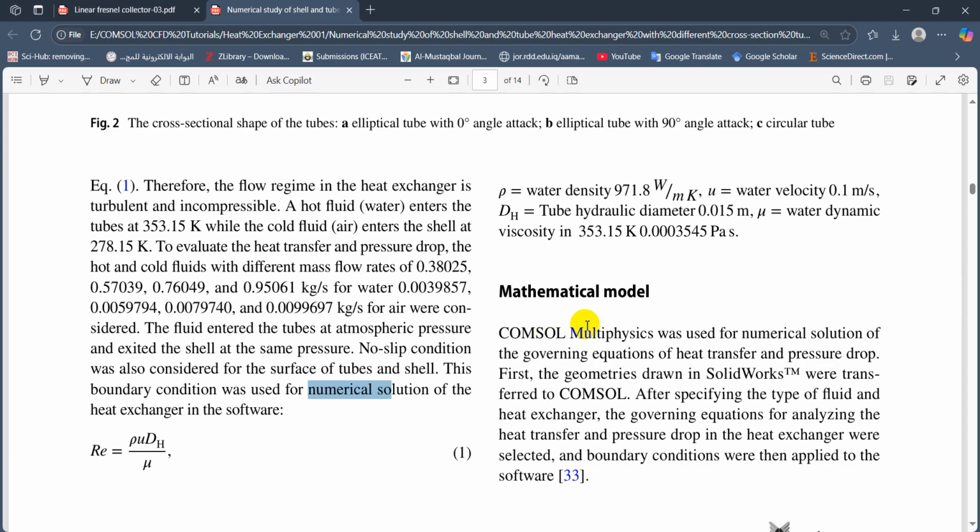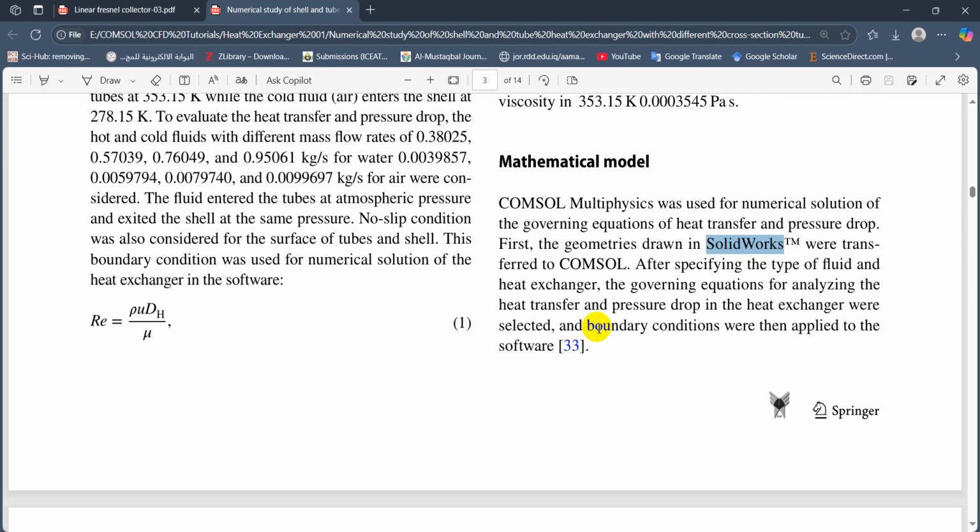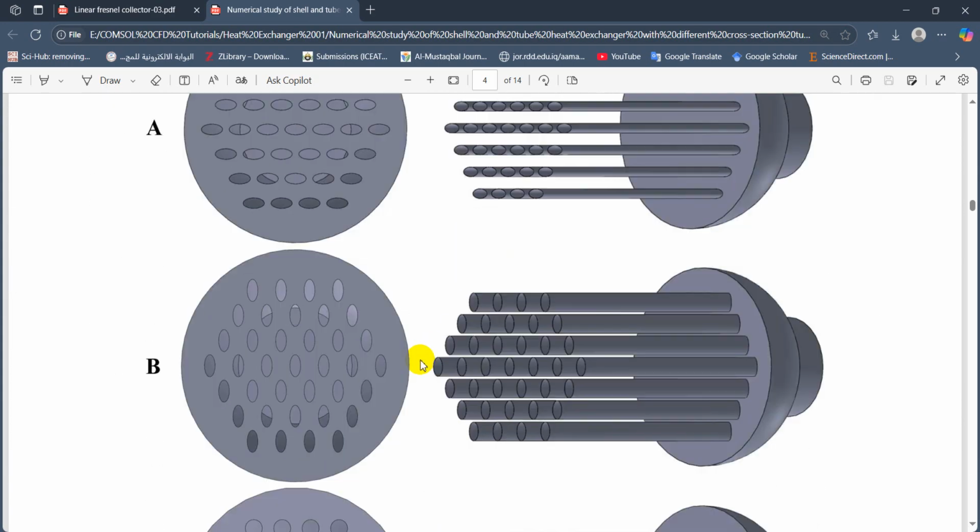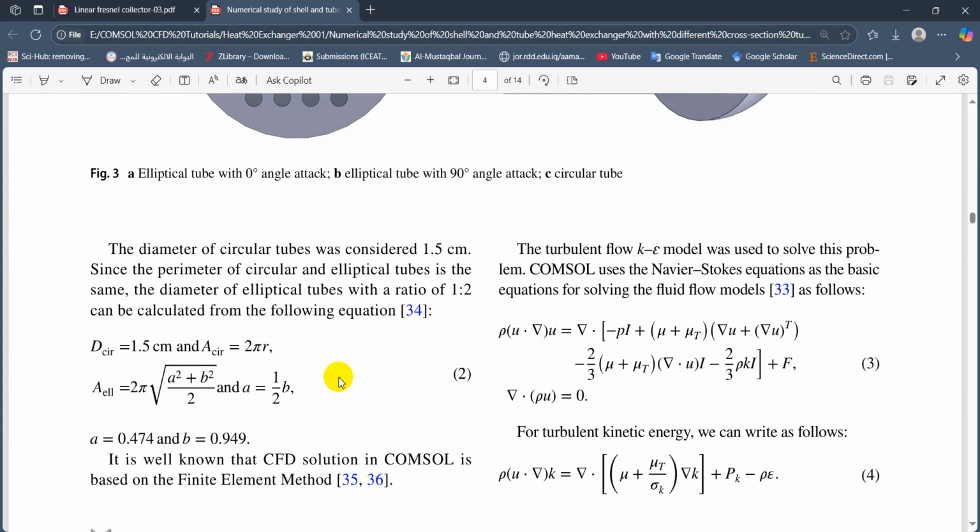They use COMSOL Multiphysics, which is a powerful tool for heat transfer problems. The heat exchanger model, as I mentioned before, is plotted and designed via SolidWorks and simulated via COMSOL Multiphysics. Of course, we need boundary conditions and we need to explain the major partial differential equations, which, as mechanical thermal engineers, we know the equations that govern the flow are the Navier-Stokes equations.